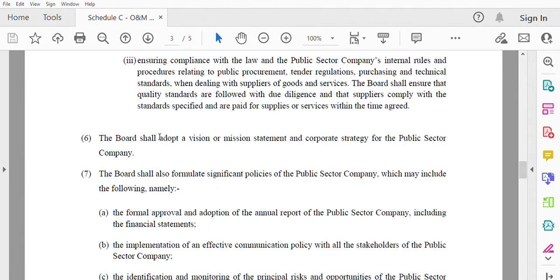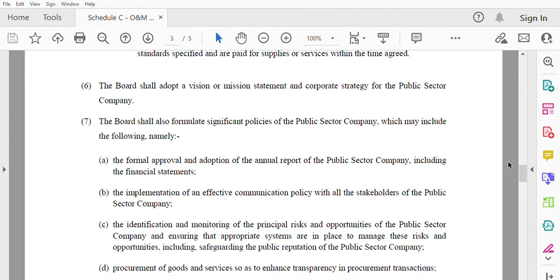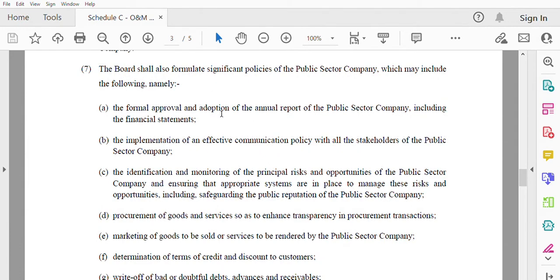Then the board's duty is to adopt a vision or mission statement. Every company has a vision and mission statement. So the seventh duty of the board is to formulate significant policies. So these are the main policies which the board needs to have.